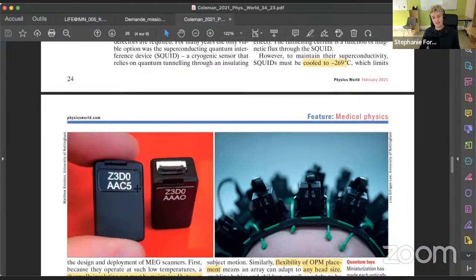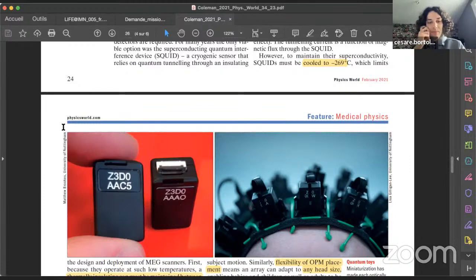One thing also to notice is it's probably cheaper to buy, so it's good for small labs. But the best is that the upkeep is much cheaper, because with a MEG or an MRI, the upkeep is crazy. You need to refill the helium tank and have the whole thing running all the time. And here it's just plug and use it and then switch it off, and it's fine. Thank you.